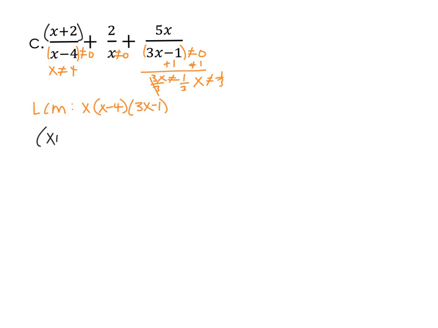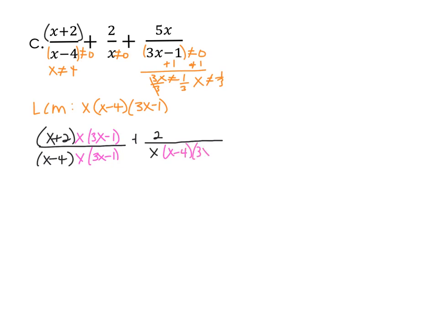If we have x plus 2 over x minus 4, not only does that need the x, but it also needs the 3x minus 1. We have to multiply all of that together in the numerator. And then plus, second fraction, 2 over x. We really need to extend that fraction bar. This one needs both parentheses, so x minus 4 and 3x minus 1. I know, it's going to be so much fun.